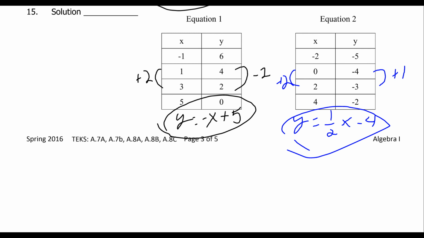So what we can do is I'm going to do some substitution on this one. I'm going to say negative x plus 5 equals 1 half x minus 4. I'm going to go ahead and subtract 5 from both sides.